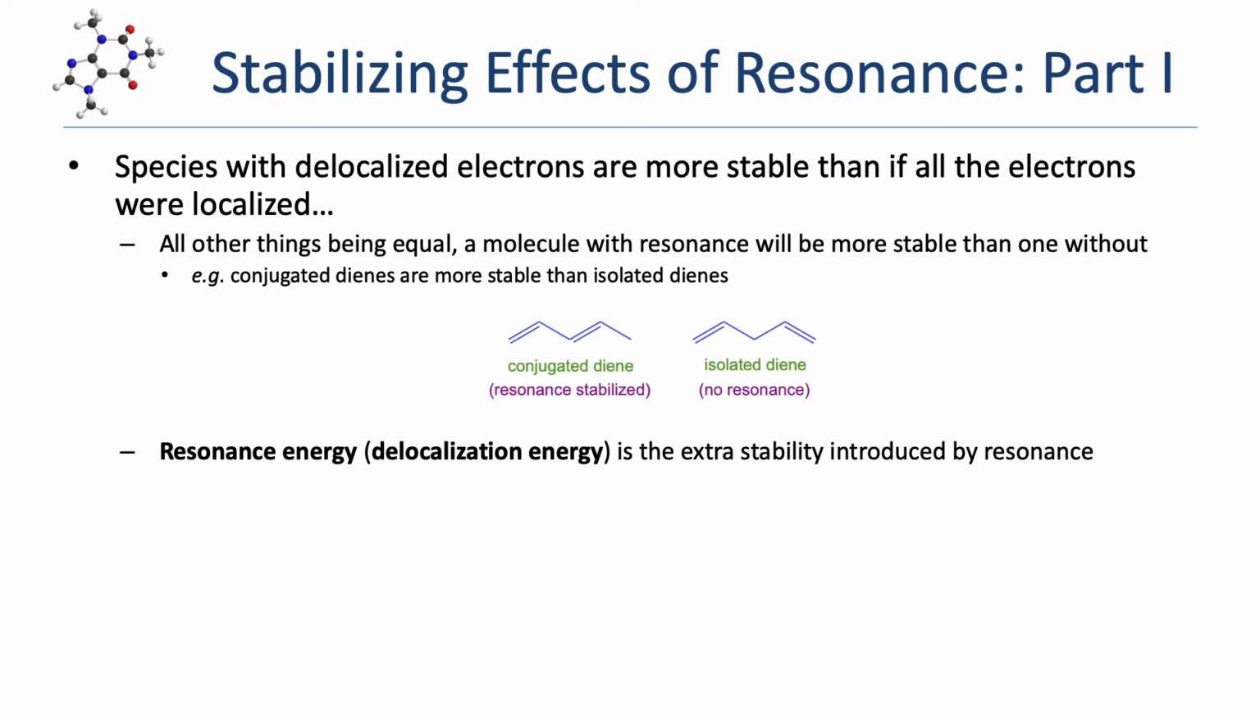If we look closely at the diene on the left, we can see that it has 4 contiguous atoms with a p orbital. And that means it has delocalized electrons. It's going to exhibit resonance. And it's called a conjugated diene.